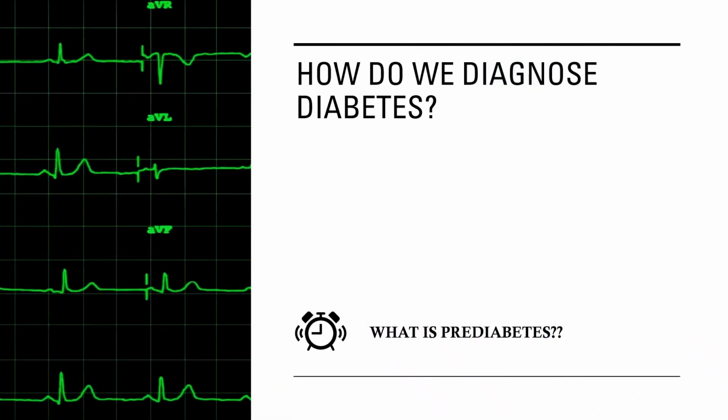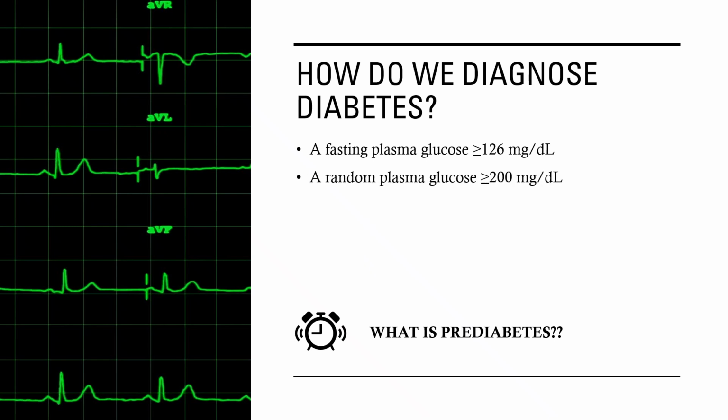How do we diagnose diabetes mellitus? Diabetes mellitus can be diagnosed by measuring the fasting plasma glucose, which will be greater than or equal to 126 mg per deciliter. The random plasma glucose, when measured, will be greater than or equal to 200 mg per deciliter.